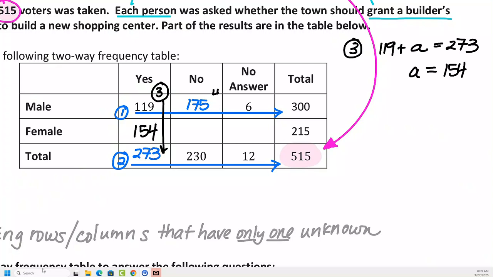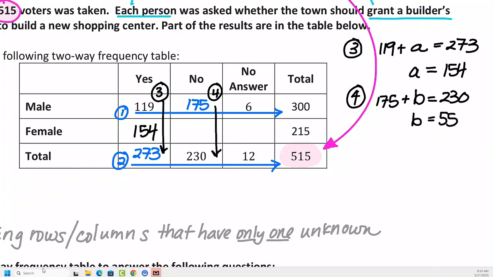Okay, might as well just do the next column here for this one. And that one is going to be 175 plus B is equal to 230. When I subtract the 175 from both sides, notice you get 55.